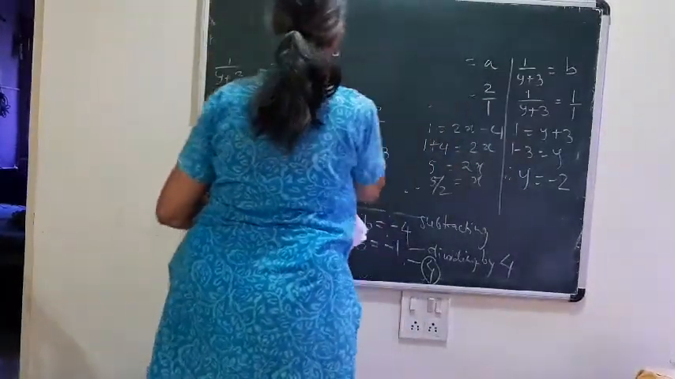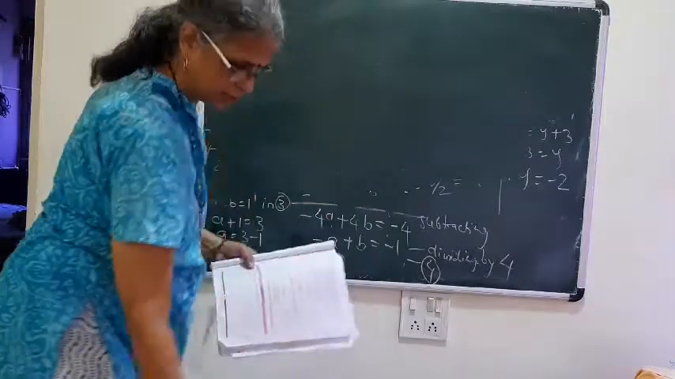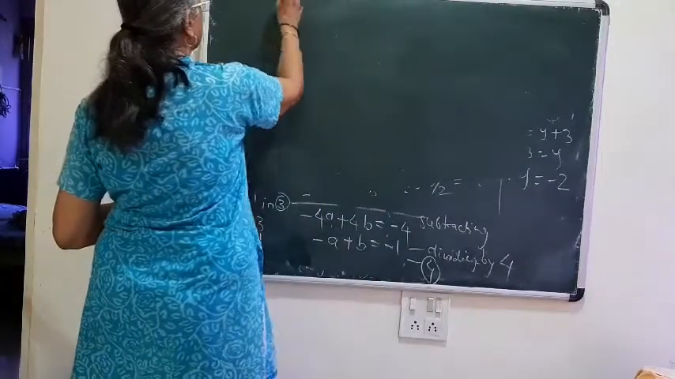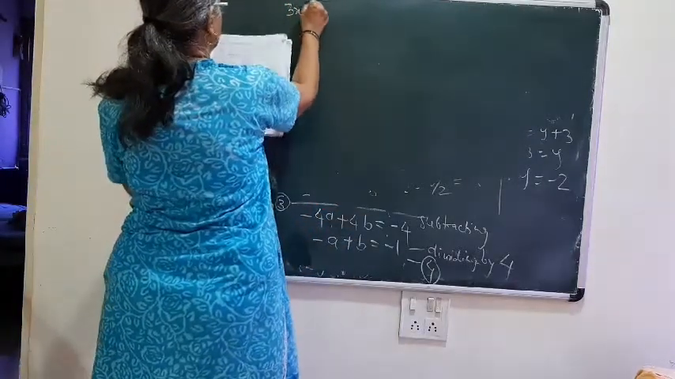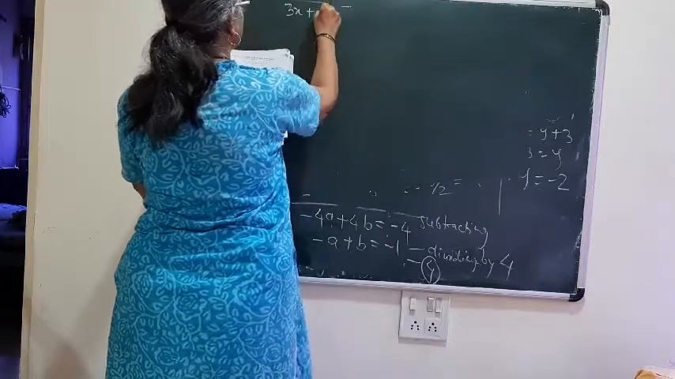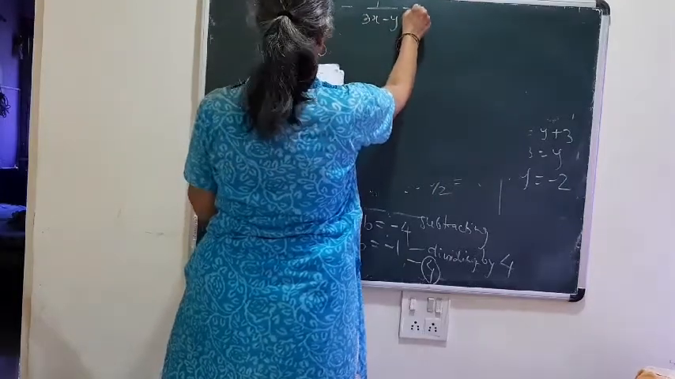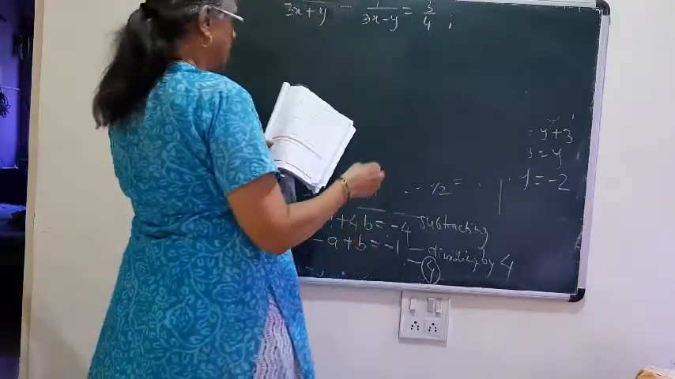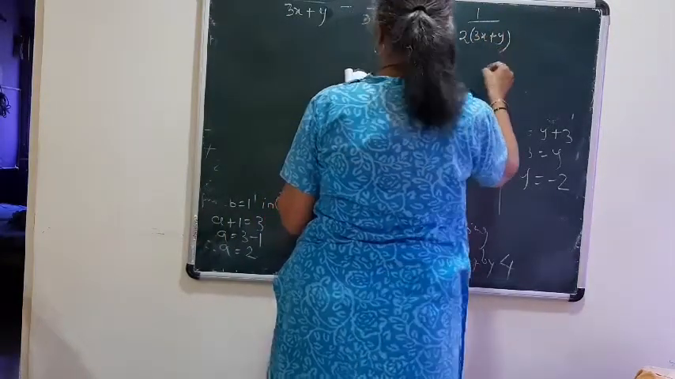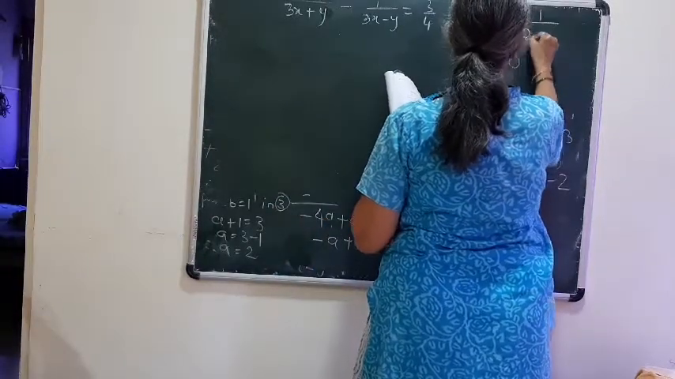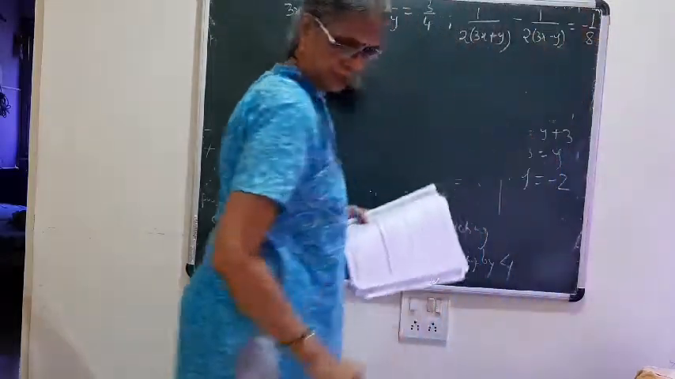I will write it on the board. So these sums carry 4-5 marks. Big sums but easy ones. 1 upon 3x plus y plus 1 upon 3x minus y is equal to 3 upon 4, and 1 upon 2 bracket 3x plus y minus 1 upon 2 bracket 3x minus y is equal to minus 1 upon 8. This is the sum.